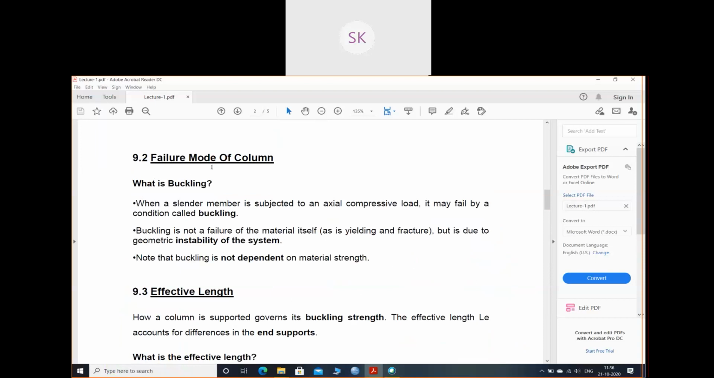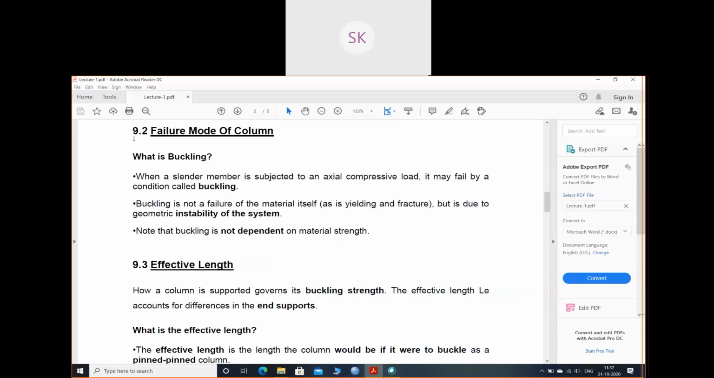Now what are the failure modes of a column? Before that I want to discuss one more point. Some columns are called long columns, and some are called short columns. There is a criterion for this also, we'll see later on. Failure mode of a column number one is buckling. A column is also called a slender member.